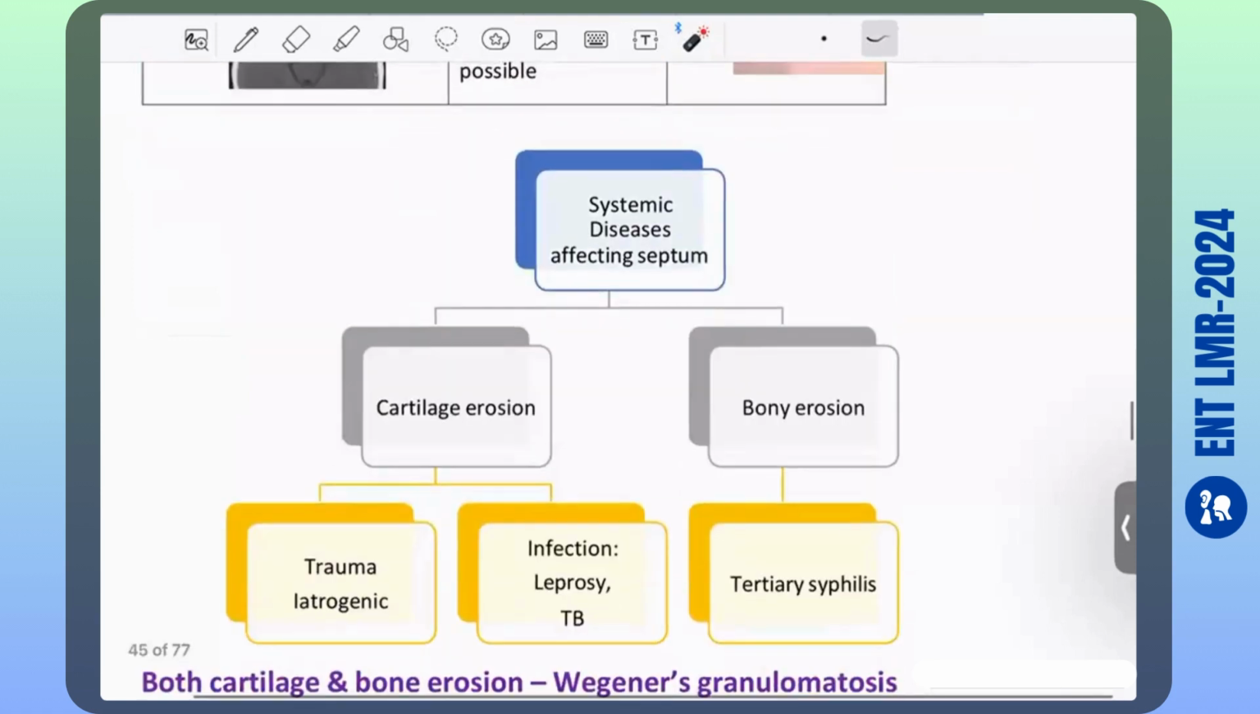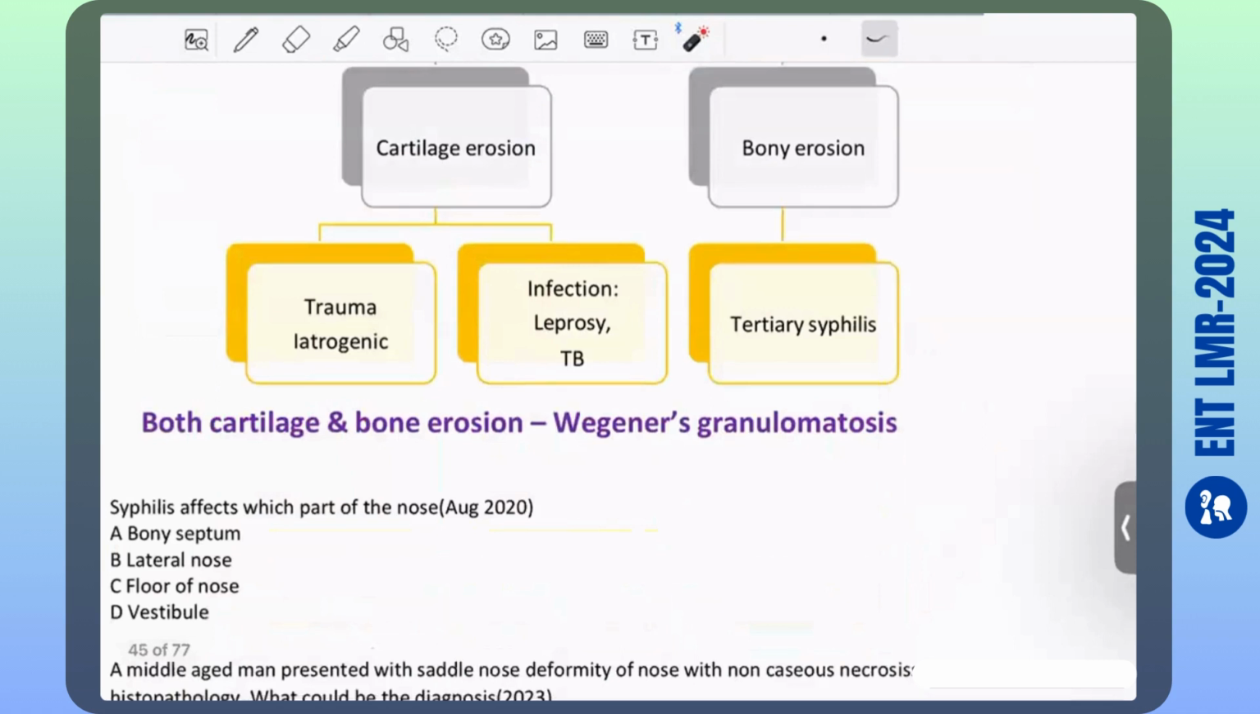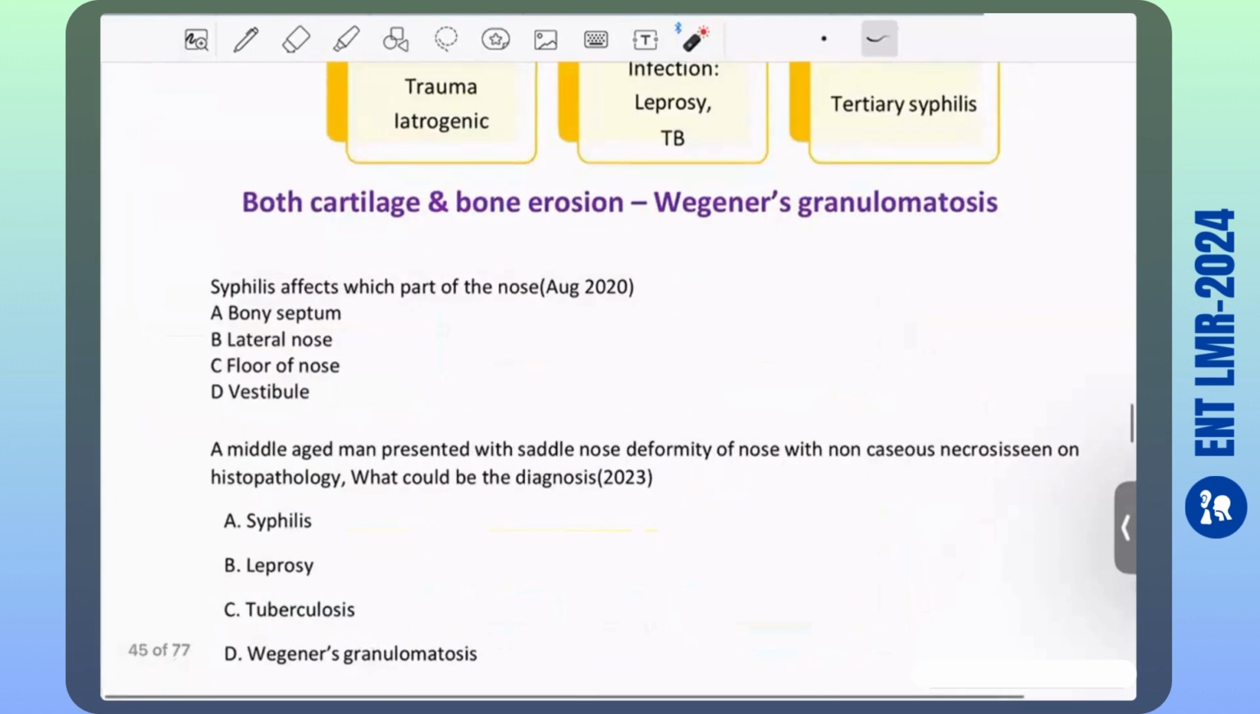This question they may ask: systemic diseases affecting the septum. If it is only bone erosion, it is tertiary syphilis. Cartilage erosion means it could be trauma or an iatrogenic cause, infection, leprosy, or TB. You have to remember only tertiary syphilis, bone erosion. Both cartilage and bone erosion, it is Wegener's granulomatosis. Okay, these two are very important. Please don't forget. Syphilis affects which part of the nose?